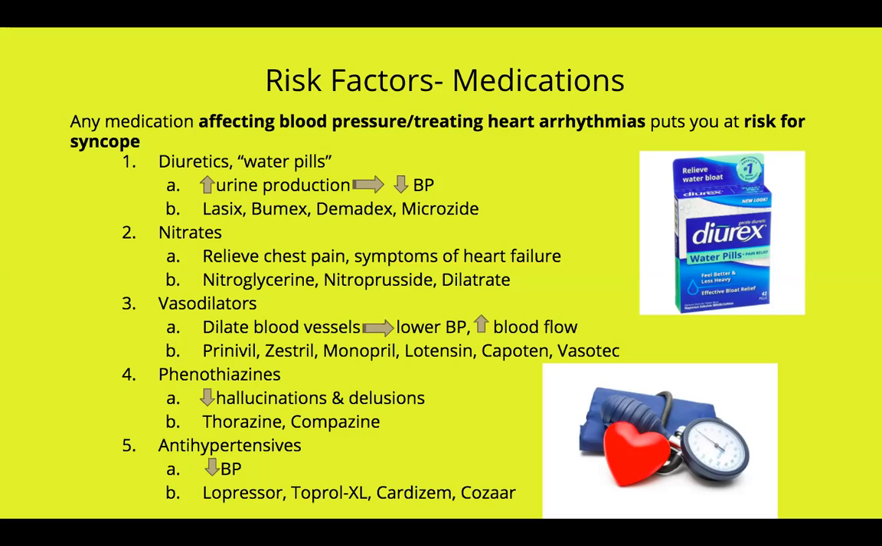Next, there's phenothiazines. Phenothiazines decrease hallucinations and delusions. Thorazine and Compazine are examples of phenothiazines. And lastly, there are antihypertensives. Antihypertensives decrease your blood pressure. Lopressor, Toprol XL, Cardizem, and Cozar are all examples of antihypertensives.